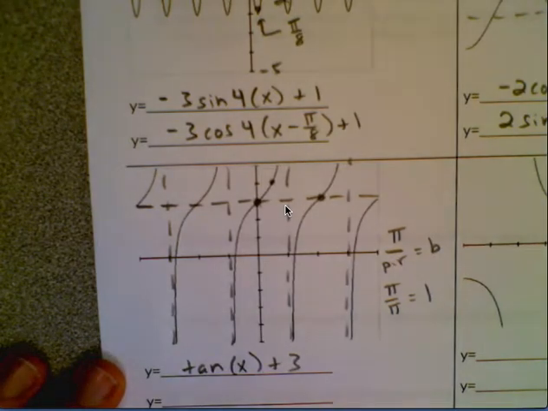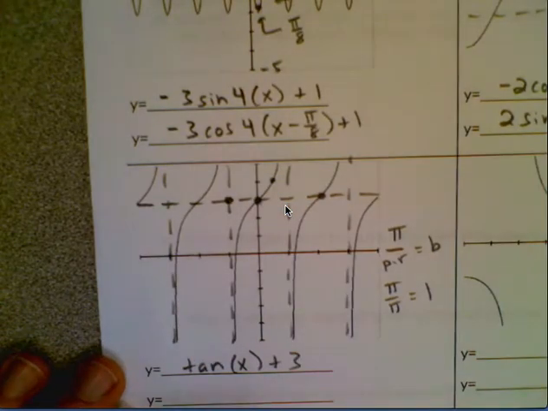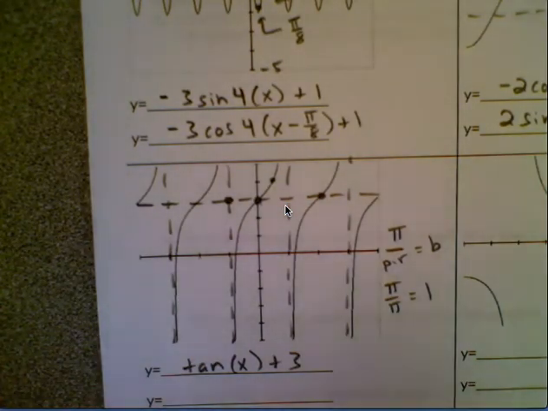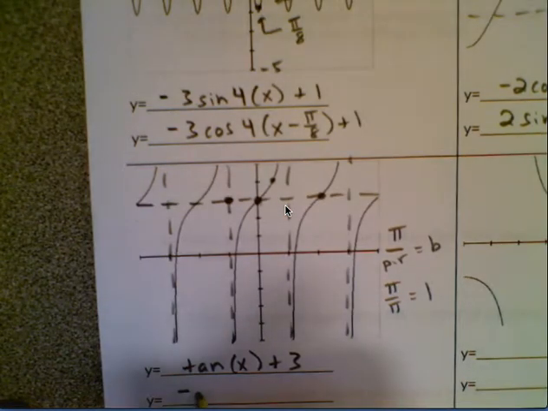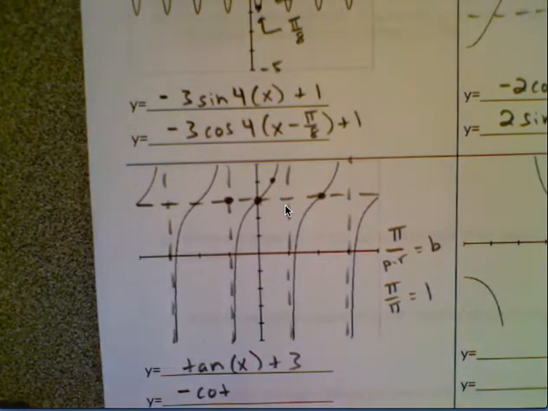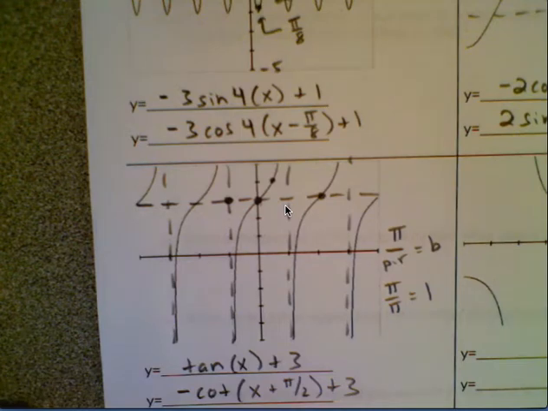So how do we write cotangent? Well, we pick a point, and I'm going to pick this point. It's a point on the asymptote. It's not really there, but it's a good way to look at it. So I'm starting on this asymptote. I'm going to have a negative cotangent graph this time with a horizontal shift of pi over 2 to the left with the same vertical shift.